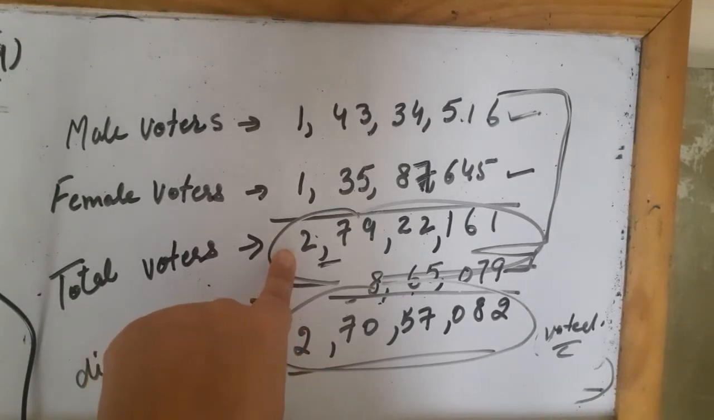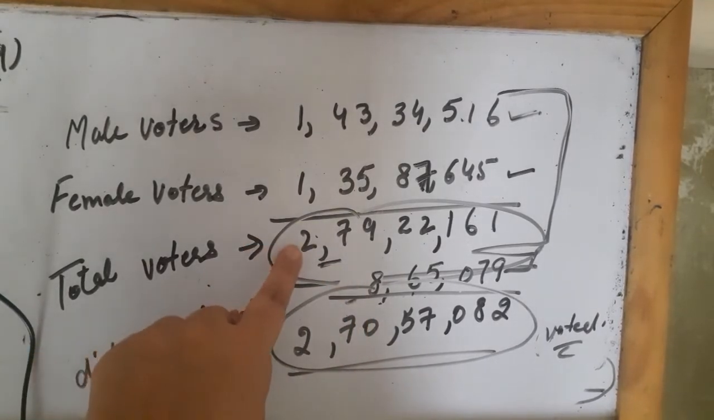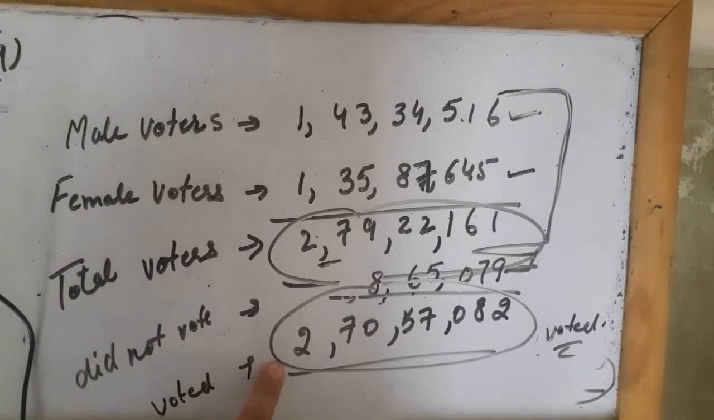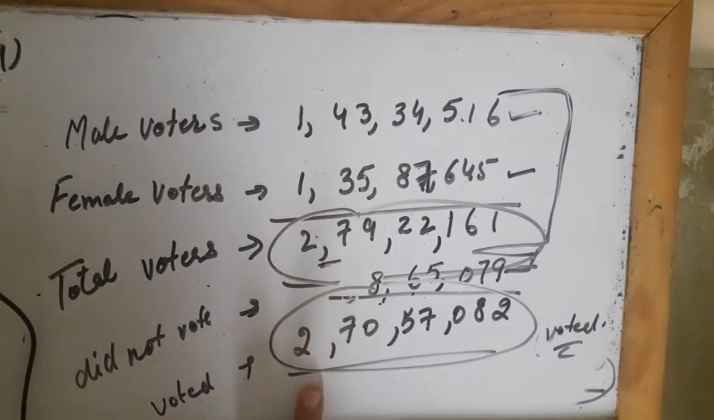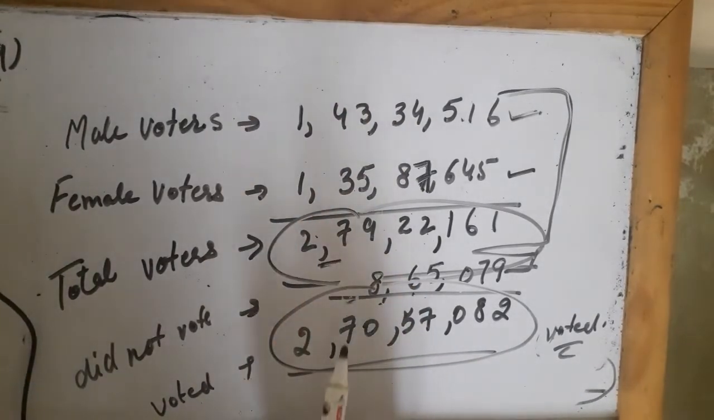But out of these total voters, 8 lakh 65,079 people did not vote. So how many people voted that day? From the total number of voters, I will subtract the number of people who did not vote that day and I will get the number of people who cast their vote that day. So first you add and get the total number of voters, and from the total number of voters you subtract the number of people who did not vote, and you will get the required number.